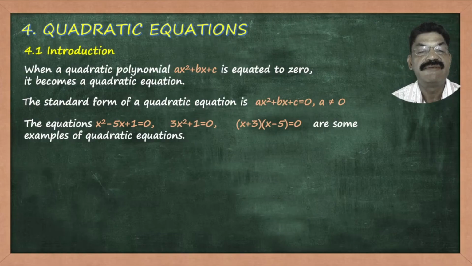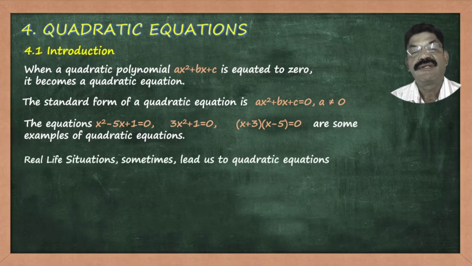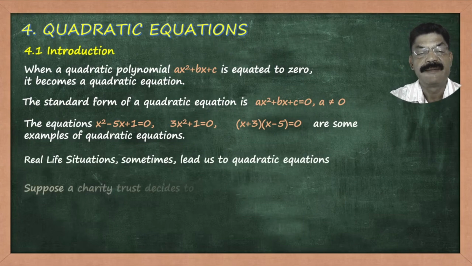x squared minus 5x plus 1 equal to 0. 3x squared plus 1 equal to 0. (x plus 3)(x minus 5) equal to 0 are some examples of quadratic equations. Now let us see how a quadratic equation will represent real life situations. Let us see an example.